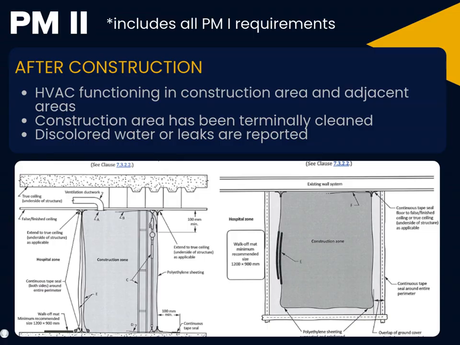The CSA images show what your barrier should look like. Figure F3 shows a single layer of poly going up to the false ceiling, covering the ceiling tiles with a walk-off mat and tape seal around the perimeter. Figure F2 shows an acceptable design for a double flap poly door, which is required for preventative measure 2 projects.